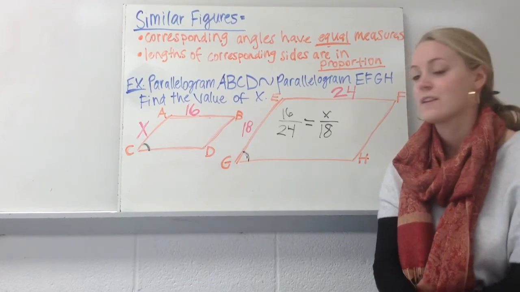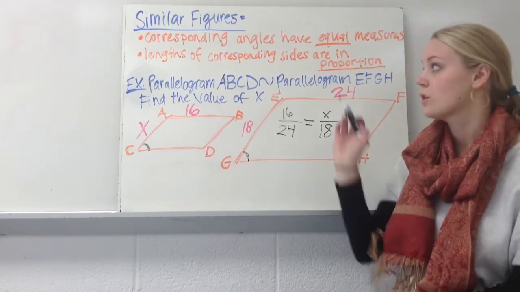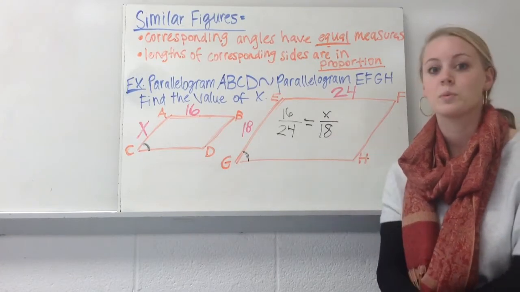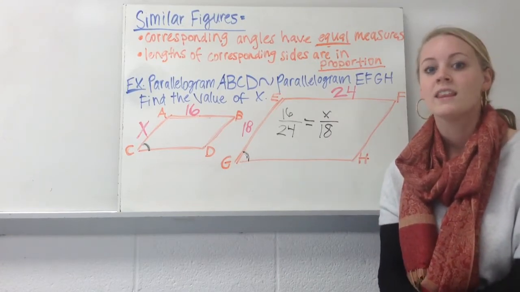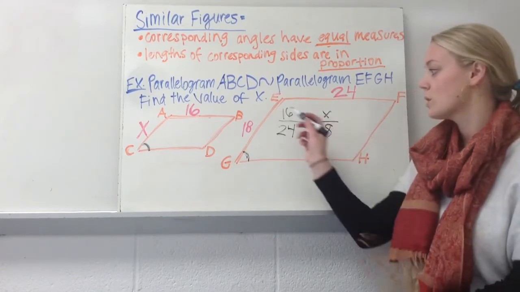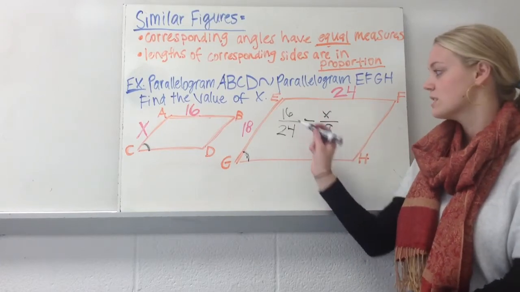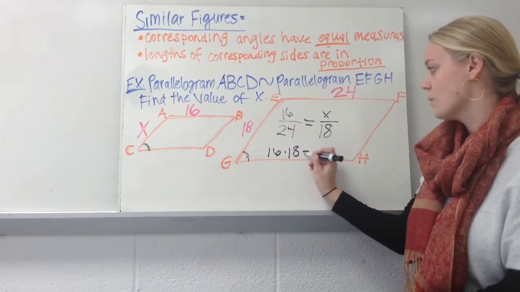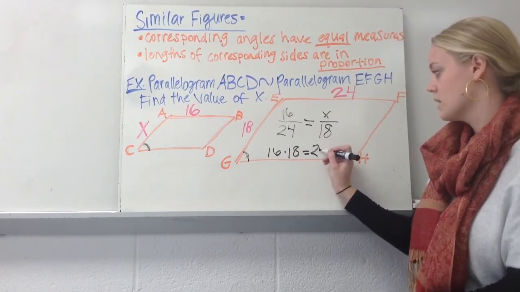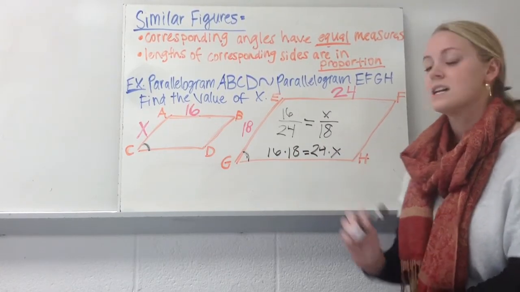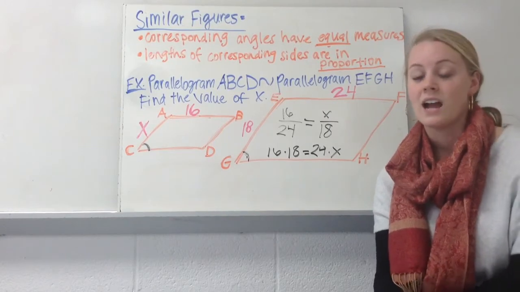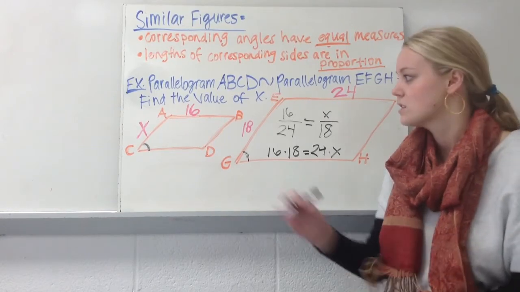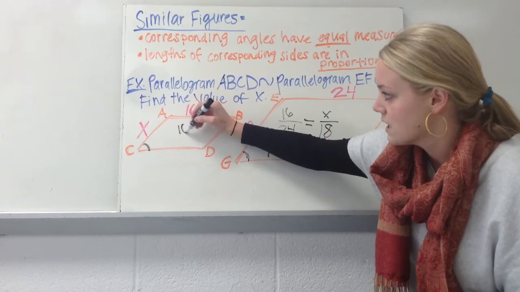If you need to pause the video now to keep writing notes or to write down this proportion, do so now. The next step that we're going to do is cross multiply. So 16 times 18, and we're also going to do 24 times x. 16 times 18, I don't know that off the top of my head, so we're going to do some math on the side.